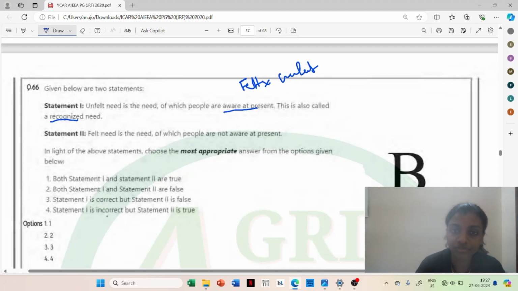In fact, unfelt need is the one which people are not aware of at the moment. For example, climate change is happening, but they may not realize that there is something we have to do regarding the resources to make it a sustainable future. So that can be termed an unfelt need. So both the statements are wrong. Both statement 1 and 2 are false. Option B.